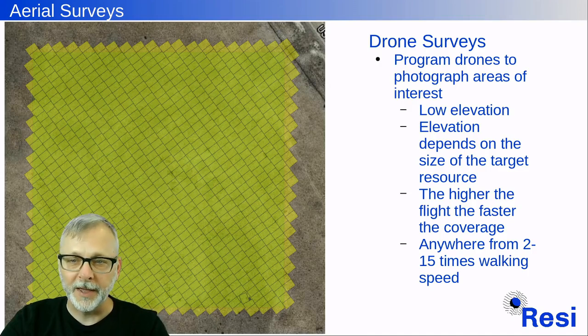The higher the flight, typically the faster the coverage. So depending on how high the drone is flying, it's moving anywhere from 2 to 15 times walking speed. So significantly faster coverage, more or less regardless. And just to explain this image, each of those yellow rectangles is the footprint mapped on the ground of an aerial drone photograph.